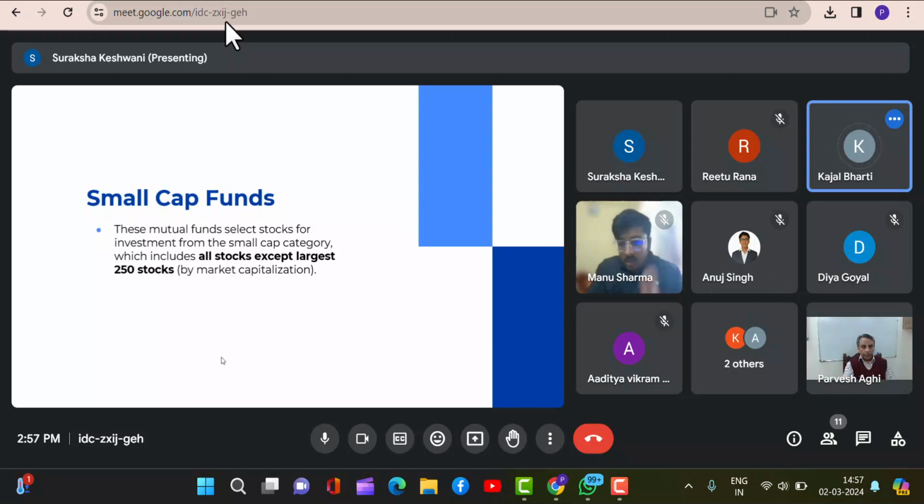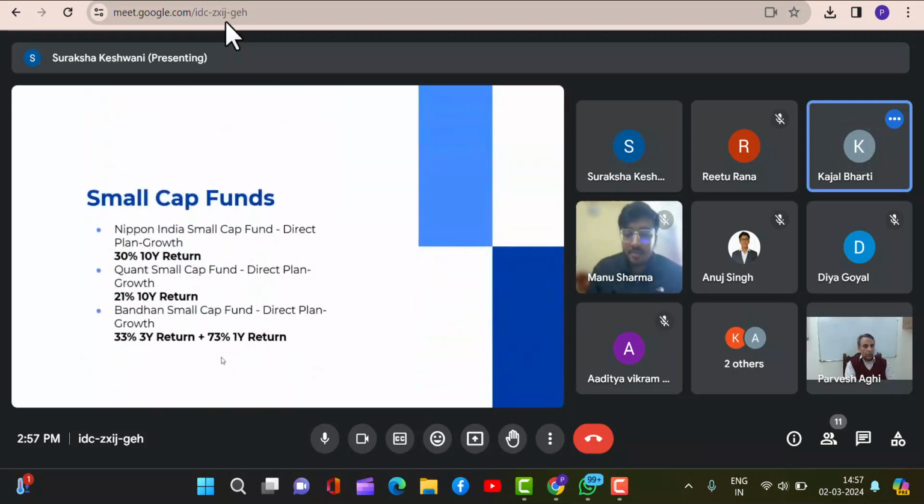Moving ahead, in the small cap funds, we have taken three of the companies. When we looked at the different returns, there was Nippon India Small Cap Fund, which gave 30% return in a 10-year time period. There was Quant Small Cap Fund, which gave 21% 10-year return. And then there was Bandhan Small Cap Fund, which gave 33% 3-year return plus 73% 1-year return.